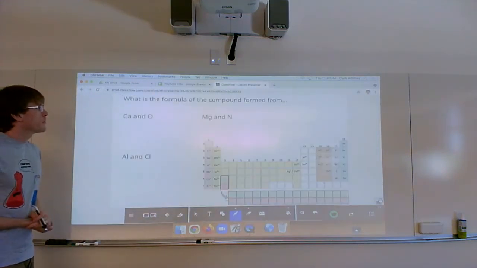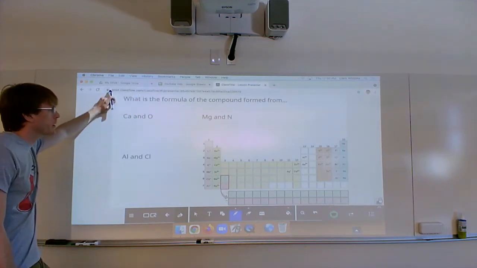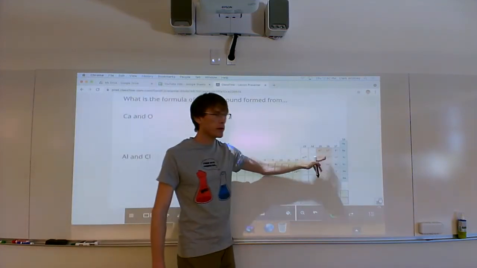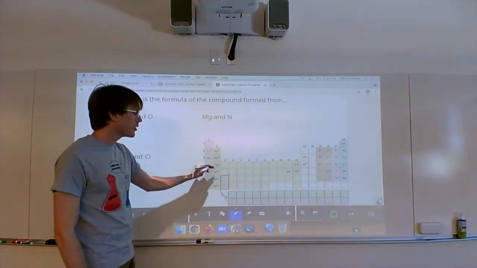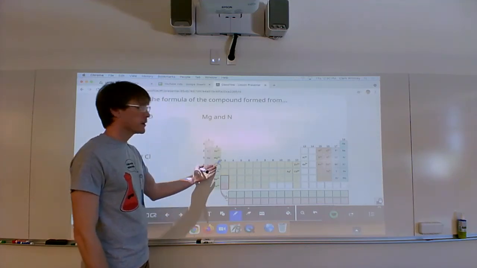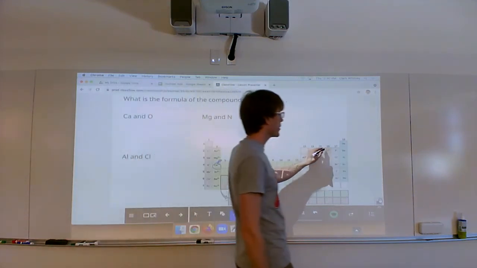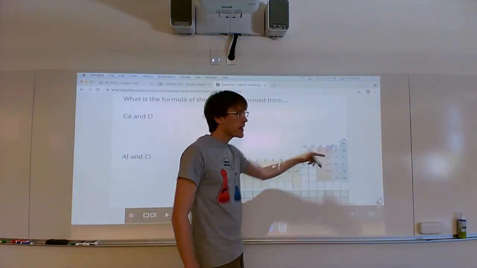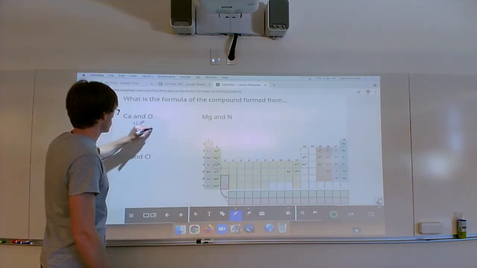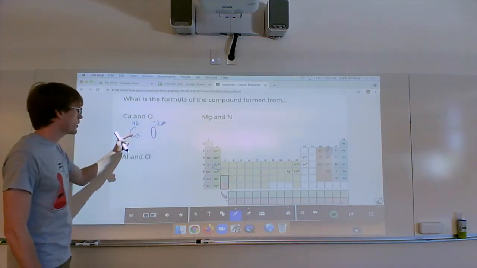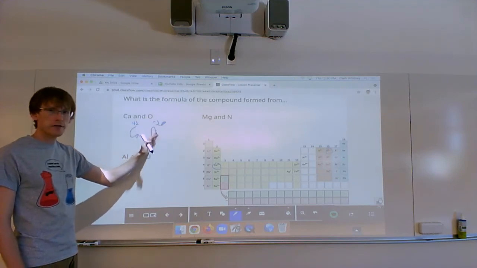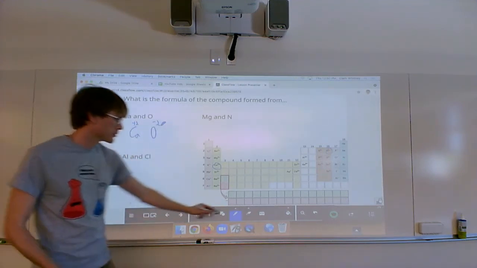So let's move forward. What is the formula for the compound formed from calcium and oxygen? We can actually use the periodic table to help ourselves here, because I know that calcium is going to form a positive 2 ion. It's group 2. And I know that oxygen is in group 6, it will form a negative 2 ion. So Ca plus 2, O negative 2. Well, I just need 1 calcium and 1 oxygen, because the positive 2 and the negative 2 cancel out, and we end up with a neutral compound.